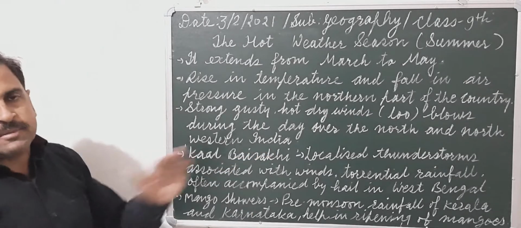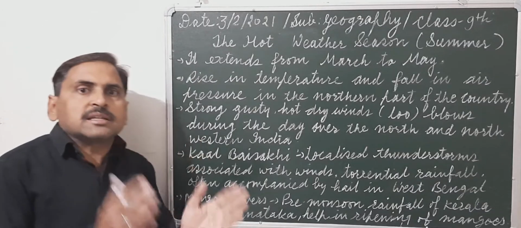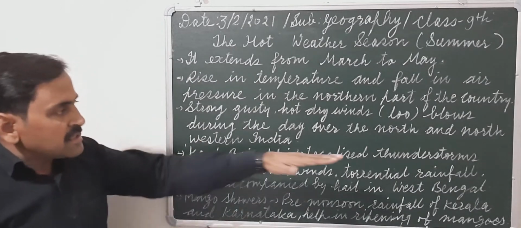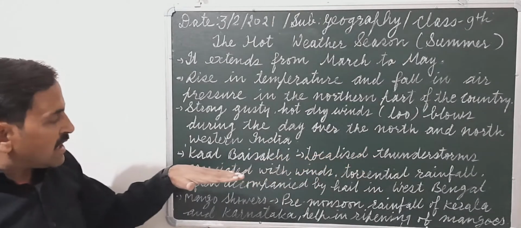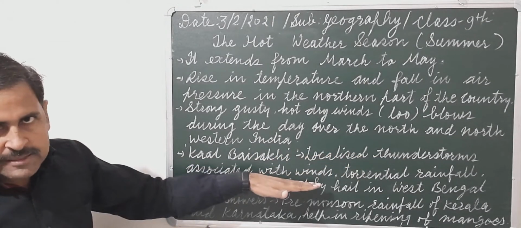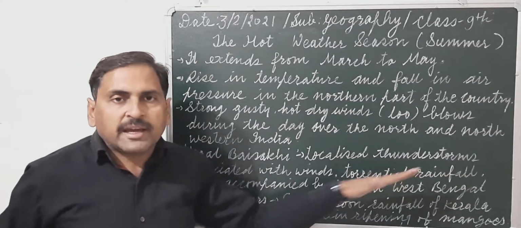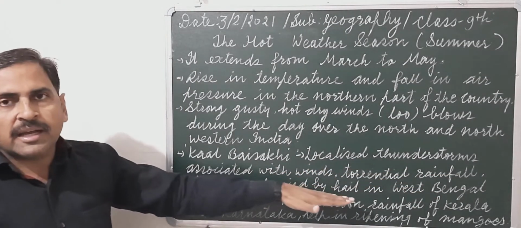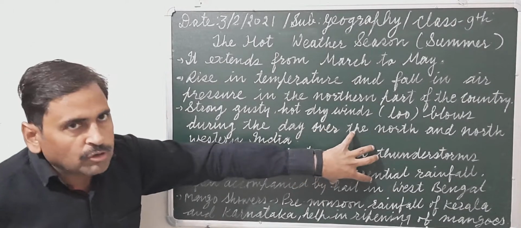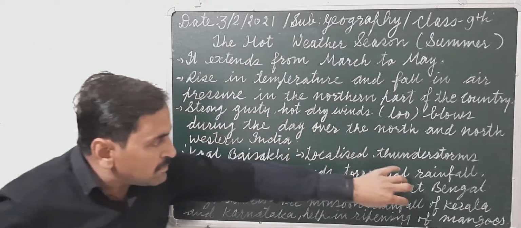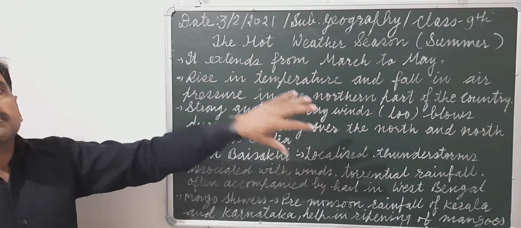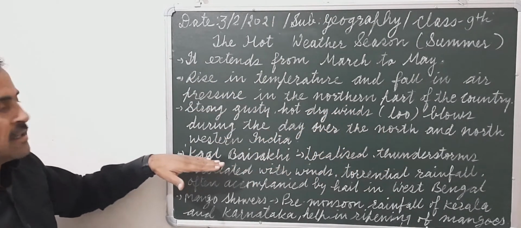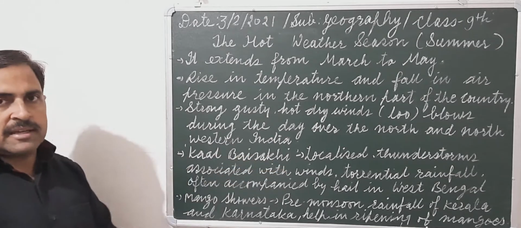Next is the Kal Baisakhi. There are certain thunderstorms that take place in the Chota Nagpur area. These thunderstorms are associated with winds, torrential, heavy rainfall, and even sometimes hail. So these thunderstorms in West Bengal, which are accompanied by rain, are known as the Kal Baisakhi.